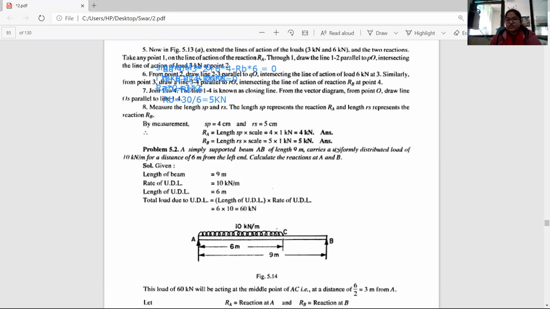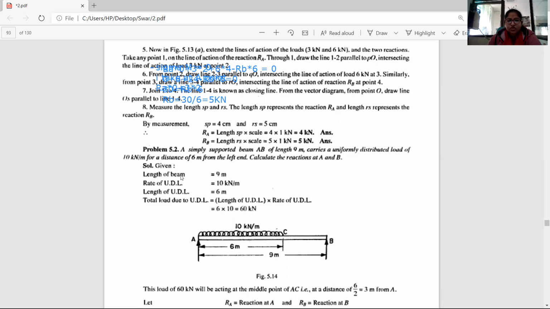Now, what is this? This is a uniformly distributed load. This is not a point load. How does it look? It looks like this. All my 10 kilonewton load is applied equally over this 6 meter length. So this is my UDL, uniformly distributed load.